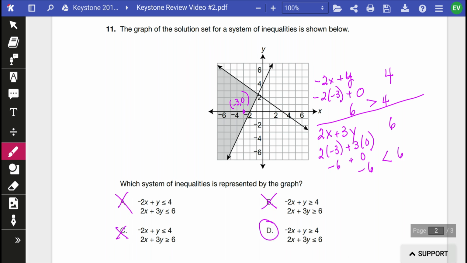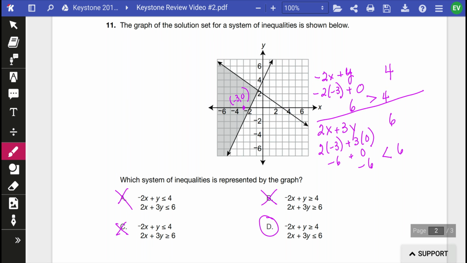You can do this other ways too. You could try to graph your lines and see what matches, but I think in this case, picking a point from the solution set and analyzing really helps speed up the selection process. Okay, hopefully that made sense to you.